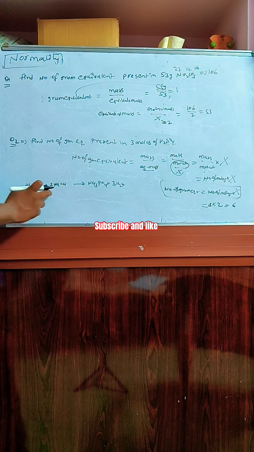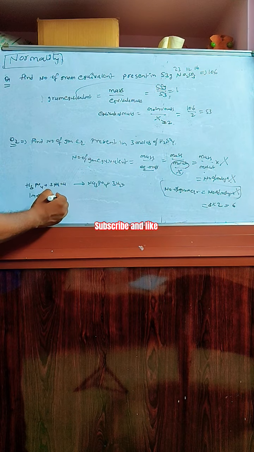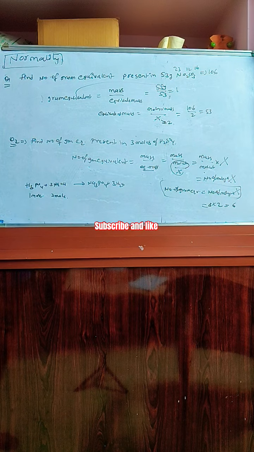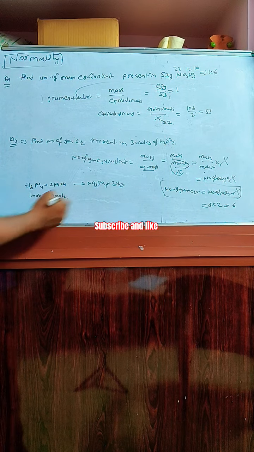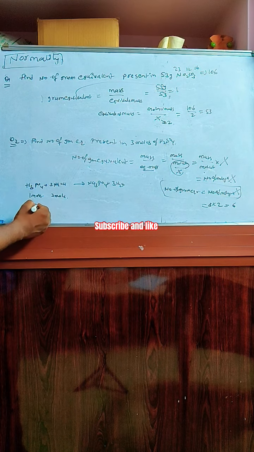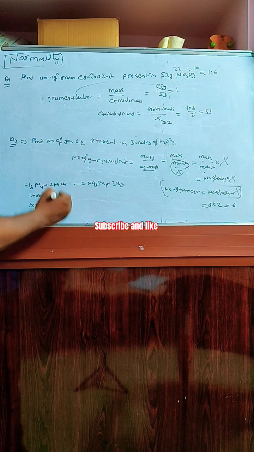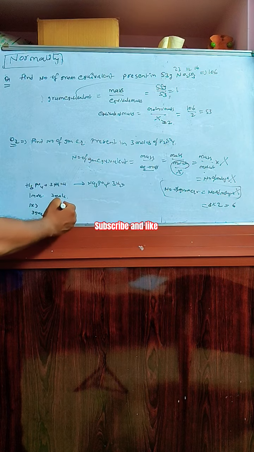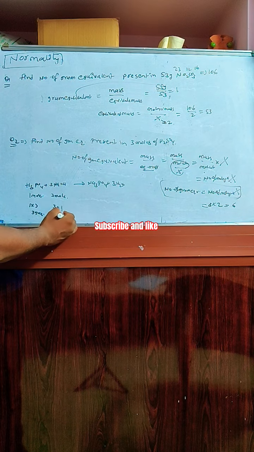Similarly here, H3PO4 reacts with sodium hydroxide, which means 1 mole reacts with, in case of 3 moles, they will form sodium phosphate plus H2O. In this case, number of gram equivalent you have to find out. Number of moles into x factor is 3. This is equal to 3 gram equivalent. Here 3 is the number of moles, into how much x factor? 1, which means 3 gram equivalent.